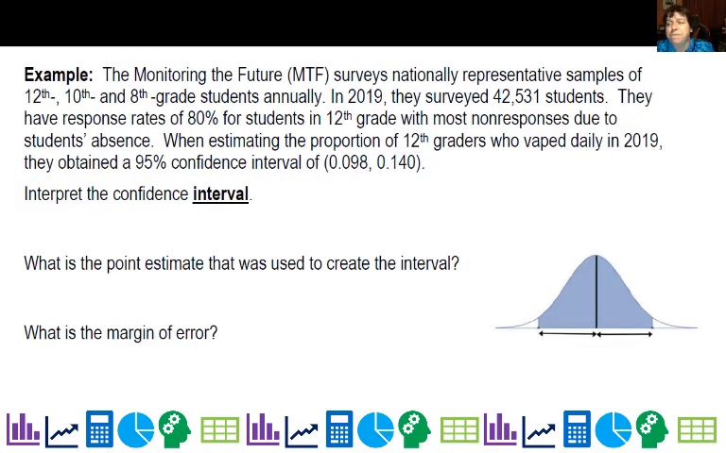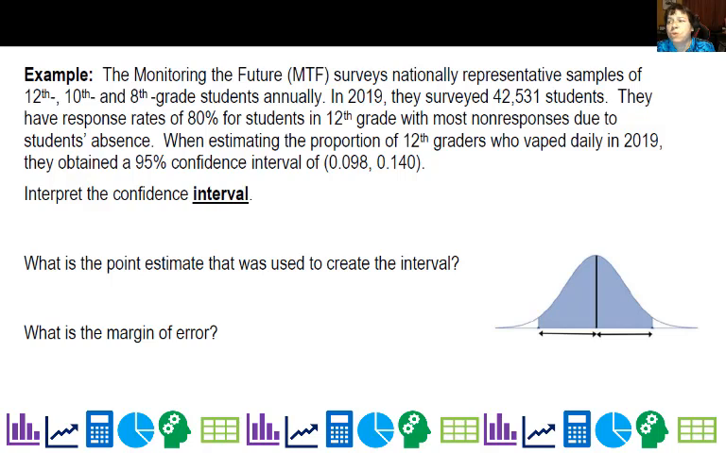The Monitoring the Future surveys nationally representative samples of 12th, 10th, and 8th grade students annually. So I went ahead and I looked this data up online. In 2019, they surveyed 42,531 students. They have response rates of 80% for students in 12th grade, with most non-responses due to student absence. Well, okay, so most of the kids answer the question.